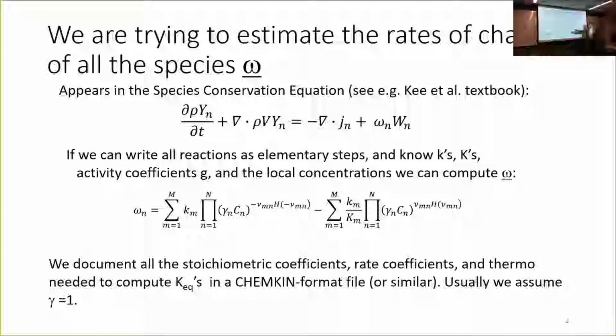And this omega would go to 0 when all the reactions are equilibrated, because the reverse rates would be equal to the forward rates, and that's where the equilibrium constant comes in. And you can see I have the forward rate coefficient here and here, because the ratio of these two is the reverse rate coefficient.